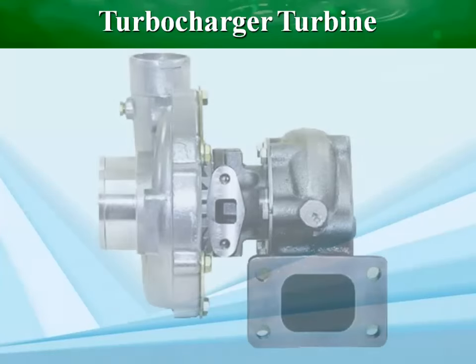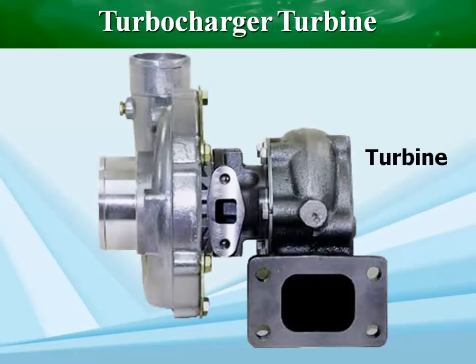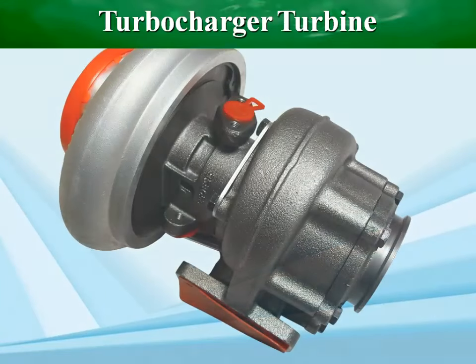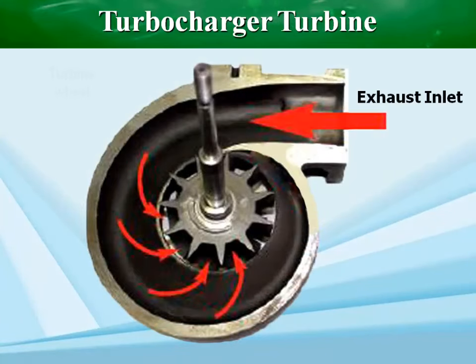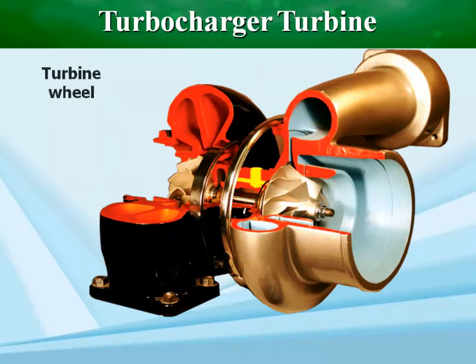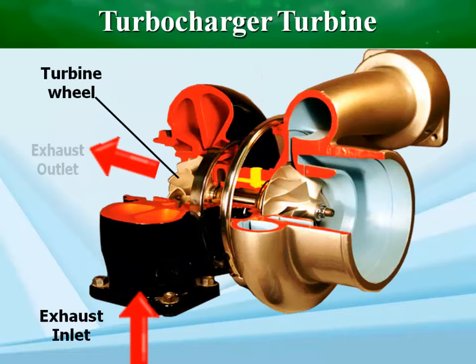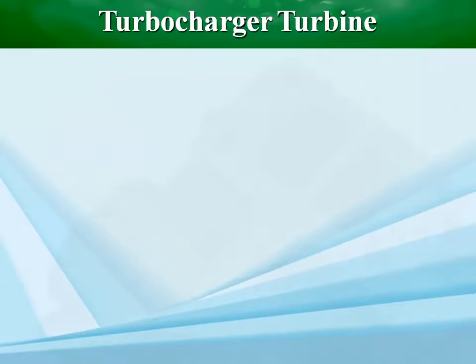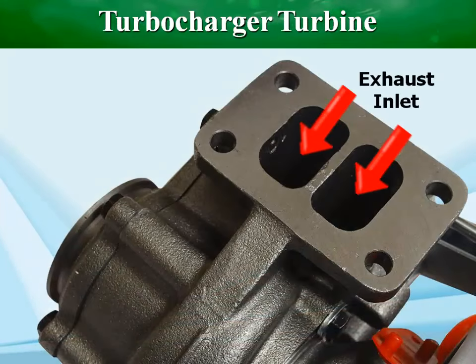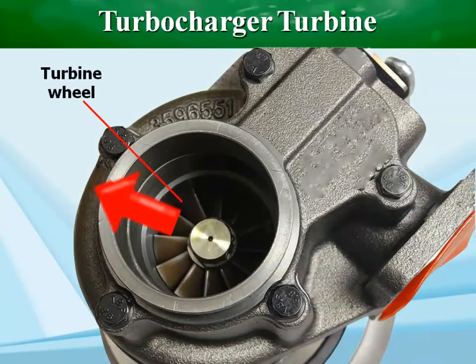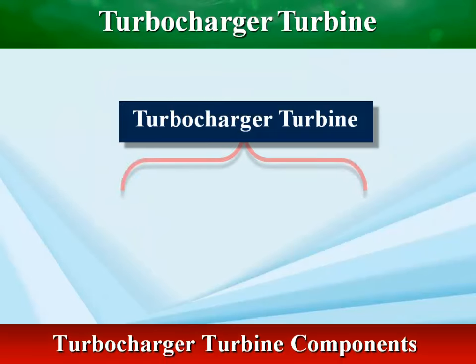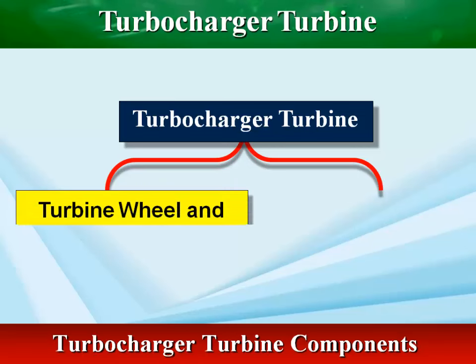The turbine provides the rotational force needed to compress ambient air to a positive pressure. The gas, restricted by the turbine's flow cross-sectional area, results in a pressure and temperature drop between the inlet and the outlet. This pressure drop is converted into kinetic energy to drive the turbine wheel. The turbine has two principal components, the turbine wheel and the turbine housing.